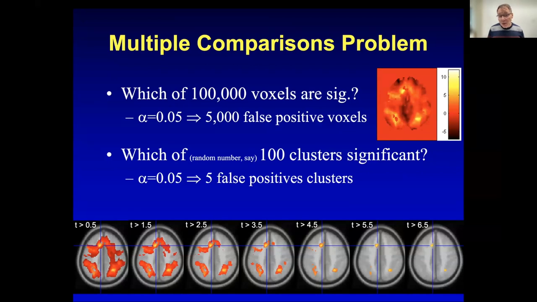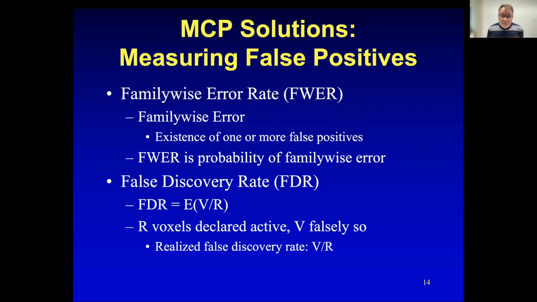This is the multiple comparison or the multiple testing problem. It is clearly evident that we have that at the voxel level, but we also have it at the cluster level. Now, every time you look at a different data set, there's going to be different numbers of clusters. That's a random quantity, but it's still the same problem. So if I have 100 clusters, which of these are significant? If I naively did an uncorrected measure, if there were 100, I would get 5 false positives on average. So we have to deal with this and address this.